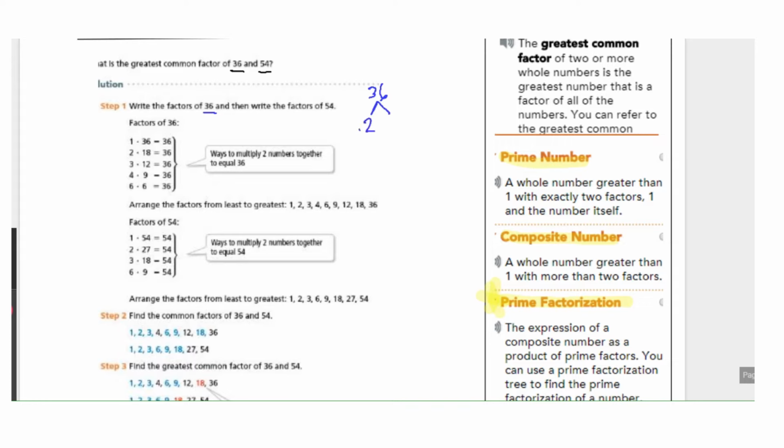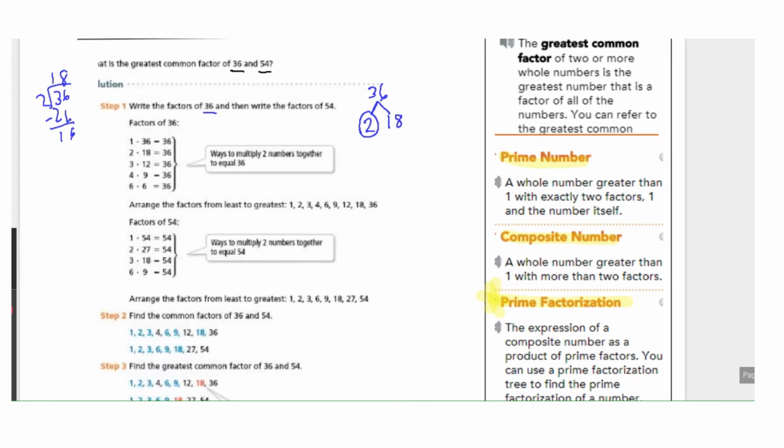So 2 is prime, so I'm going to circle it, and we want to keep going with our composite number. So I'm going to come over here. You can do 36 divided by 2, even though it's right there, 18. Right? Bring that number down, and we get 18. So 2 times 18 is going to give me that 36.